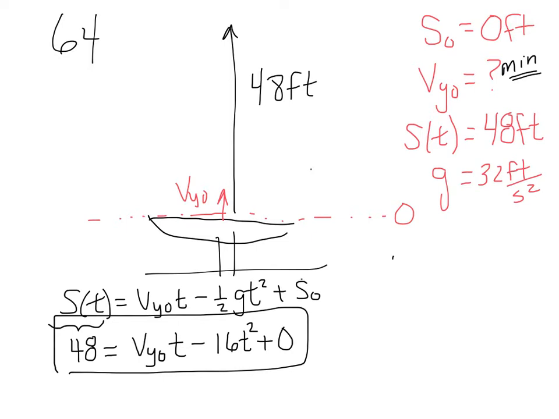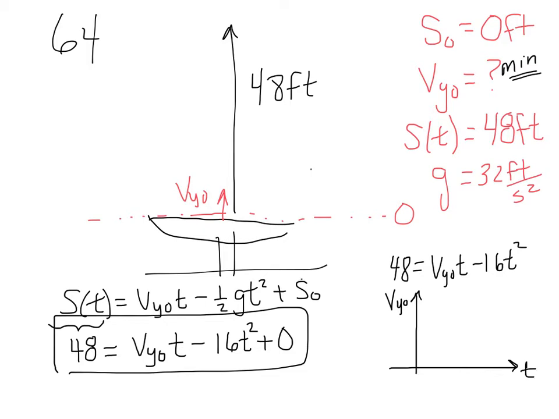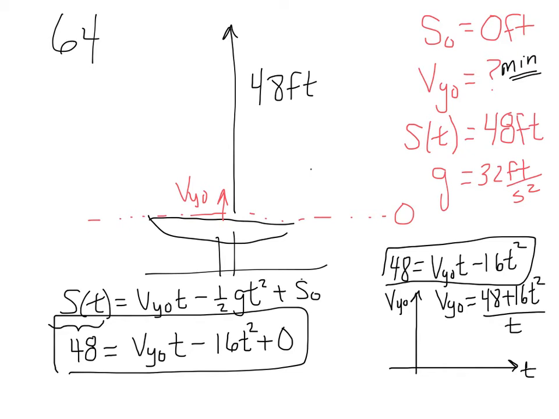So we have this function here, 48 equals VY initial t minus 16t squared. Let's rearrange this and graph VY initial as a function of time. That's going to give me a graph with a minimum on it. So we have to rearrange the equation so that it looks like y equals, or VY initial equals. I'll do the steps up here so that you can see.